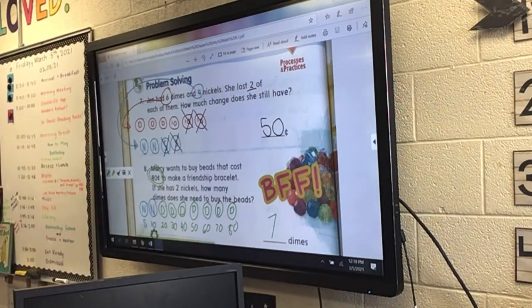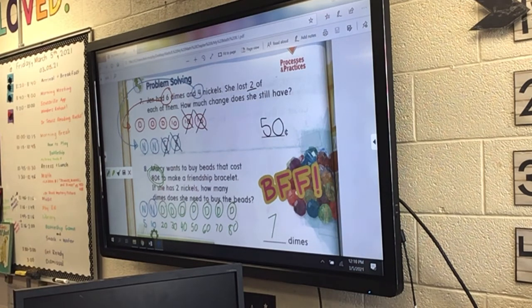Miss Murphy, I thought it was 5, 10, 15, 20. No, those are dimes. Those are not nickels. Nickels count by 5s. Dimes count by 10s. Okay? No, but I thought it went like 5, 10, 15, 20. That's if you count by 5s. Then that would be right.